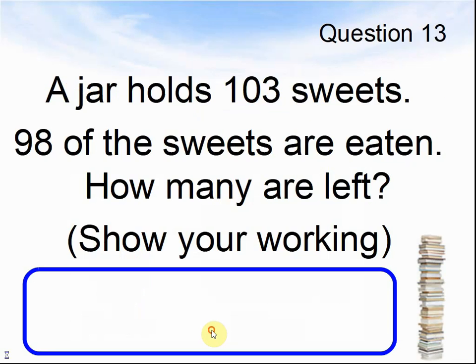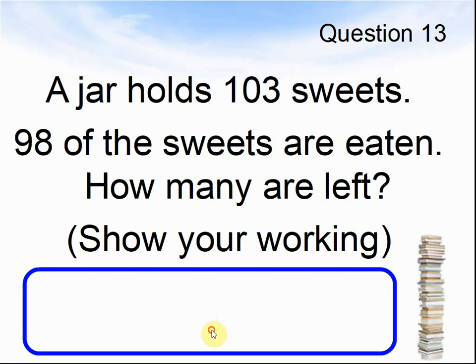Here comes the next question. Question 13. A jar holds 103 sweets. 98 of the sweets are eaten. How many are left? Show your working. Pause the video until you are ready for question 14.